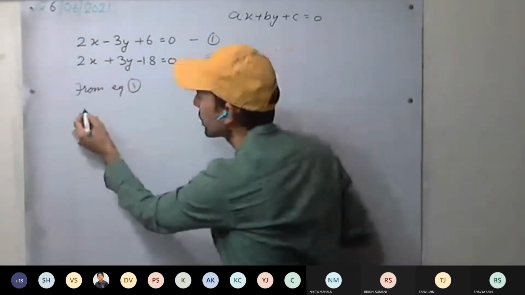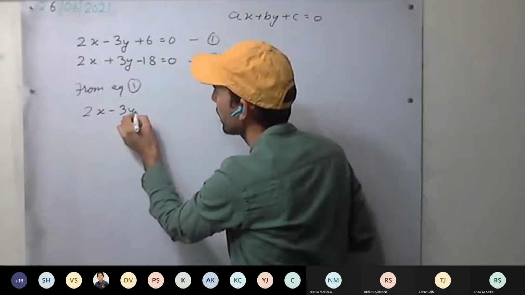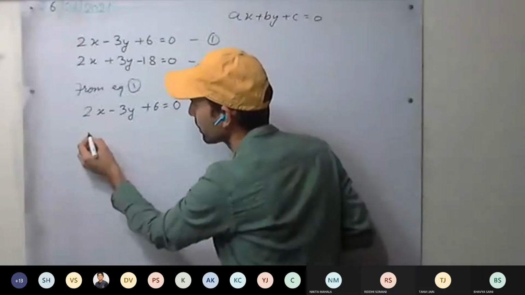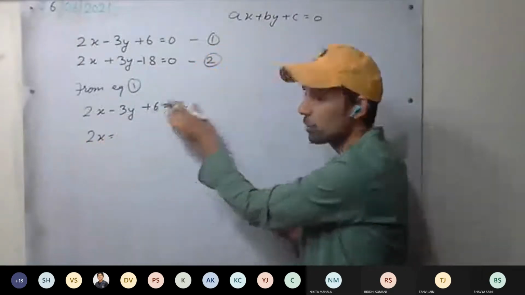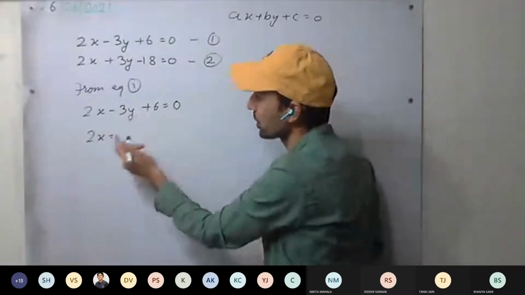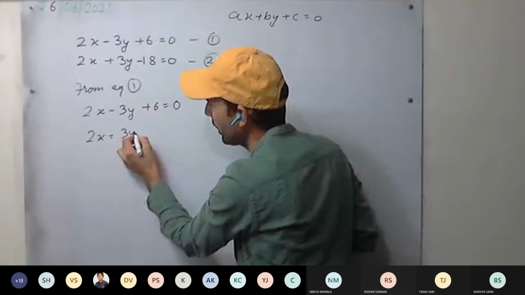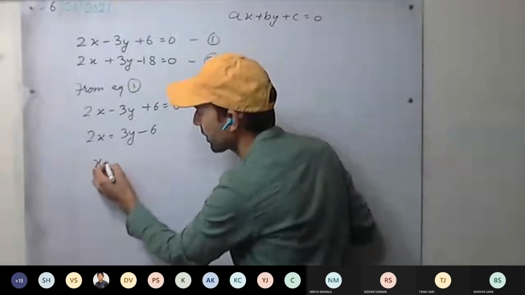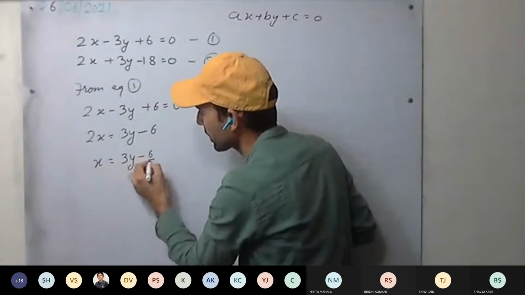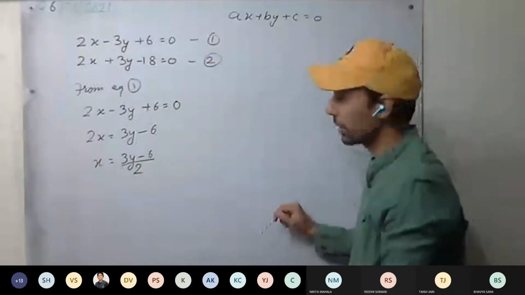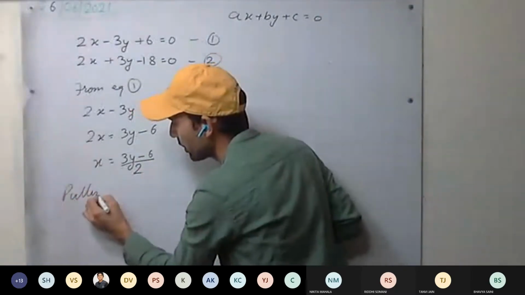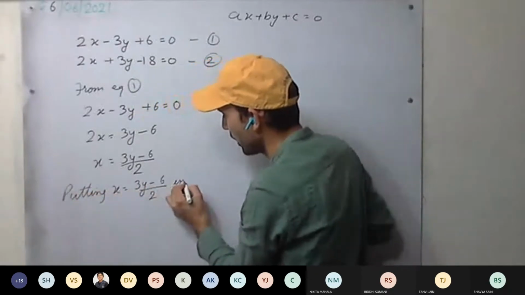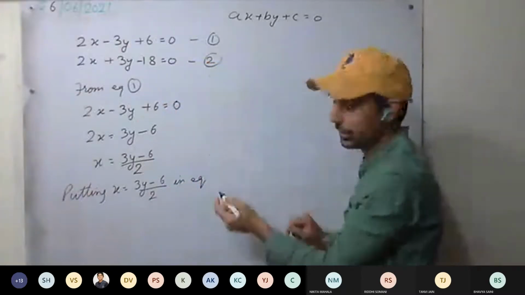First equation: 2x minus 3y plus 6 equal to 0. We have to calculate the value of x. So 2x equal to, taking these two terms on the right hand side, 3y minus 6. This is clear. And the value of x is 3y minus 6 divided by 2. Putting x equal to 3y minus 6 divided by 2 in the second equation.